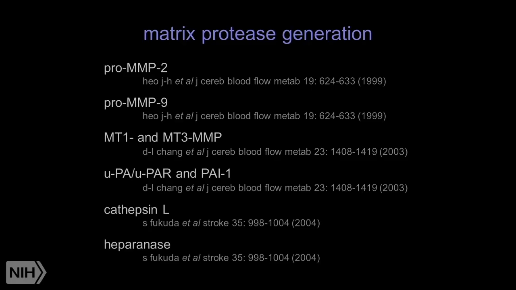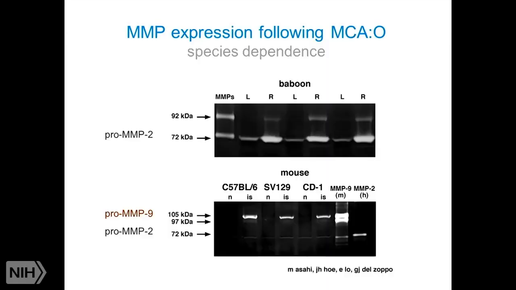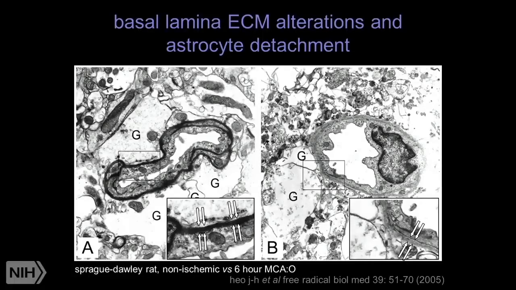What's important is that the microvascular expression of these matrix proteases occurs at the same time as neurons are found to express them as well. An important caveat, again, is that as Eng Lo and I showed some years ago, the expression of these proteases in the baboon, in this case pro-MMP2, may appear different in another species, such as the mouse, where it's MMP9 that's upregulated following focal ischemia. So beware of species questions.